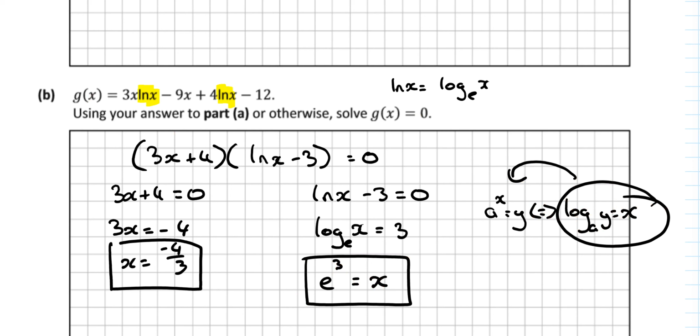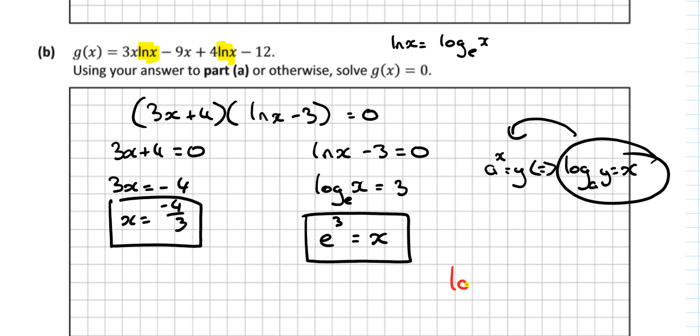So if you were to sub back in the minus 4 over 3, you'd find that it wouldn't work. The reason for that, well, let's try it. Type log to the base e of minus 4 over 3 into your calculator as if you're subbing that in there. You'll get a math error, so that's not the answer. And this one, e cubed, is the answer right there.